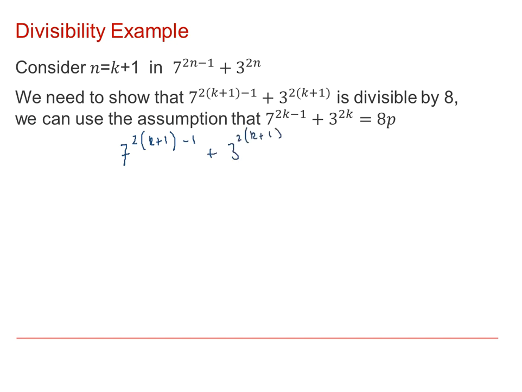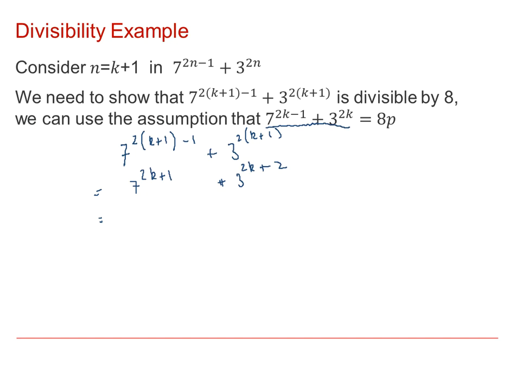Well, the first thing to note is that this is equal to 7 to the 2k plus 1 in total, and the second one is 3 to the power 2k plus 2. Now we need to get 7 to the power 2k minus 1 plus 3 to the power 2k. So let me just emphasize that what we're trying to do is to get this expression here out of the one that we've got written down.